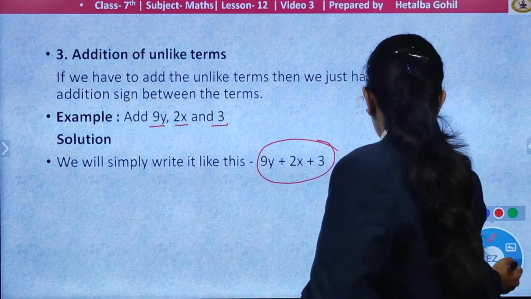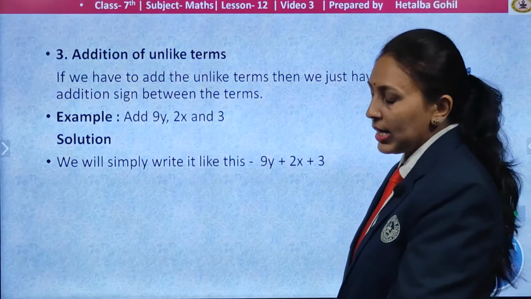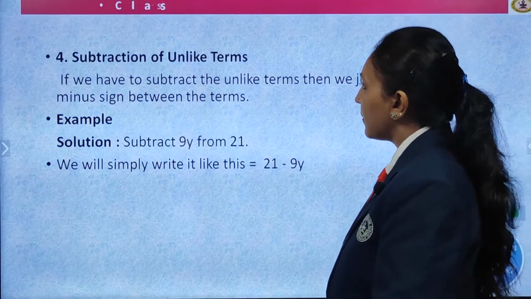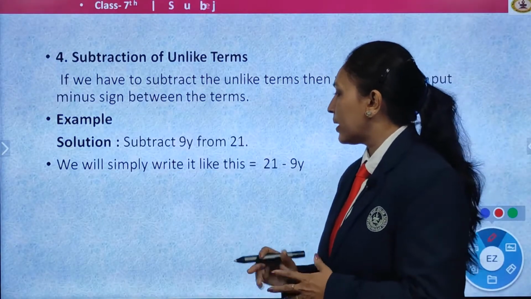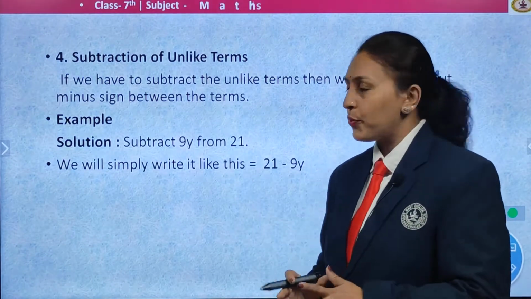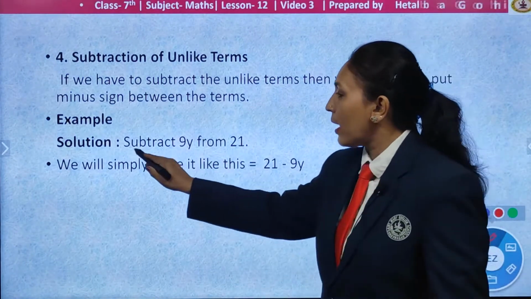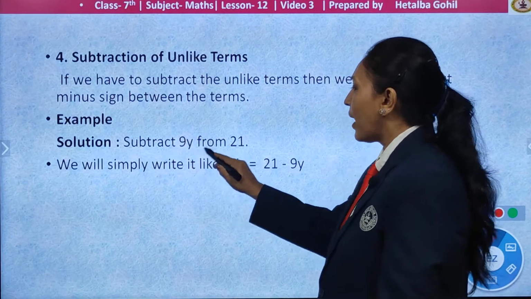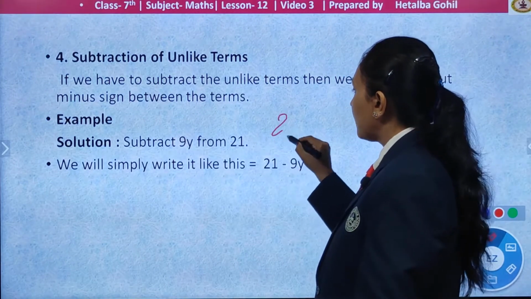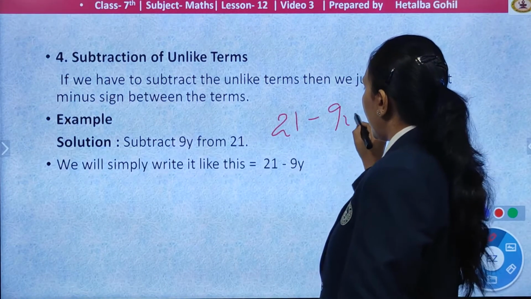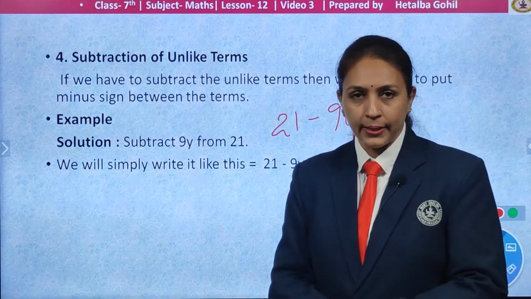Okay, the same thing we have to do for the subtraction of unlike terms. All we can do here is to put the minus sign between the unlike terms. Suppose we are asked to subtract 9y from 21. So 21 minus 9y. Nothing else to be done here.